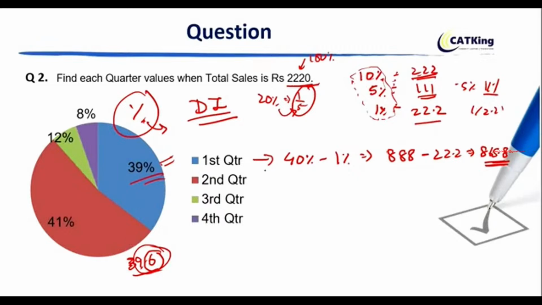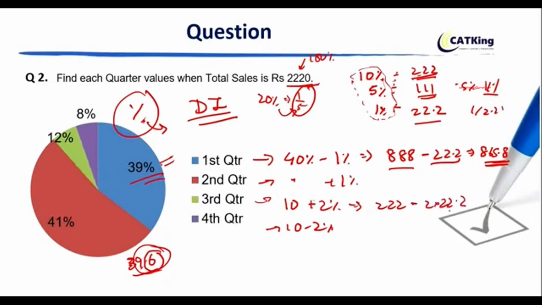Second quarter, 41%. This is what? 40% plus 1%. Correct? So, 888 plus 22.2. I hope now this is clear too. It's very simple now. Third quarter, 12%. 10% plus 2%. Or 8% is 10% minus 2%. Correct? So what is 10%, guys? 10% is 222. So 222 minus 22.2. Right? 222 minus 2 into 22.2.